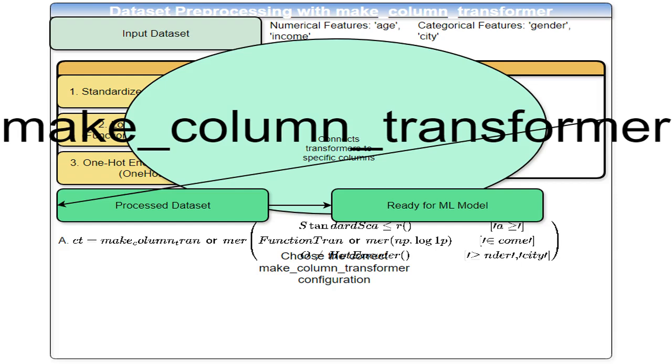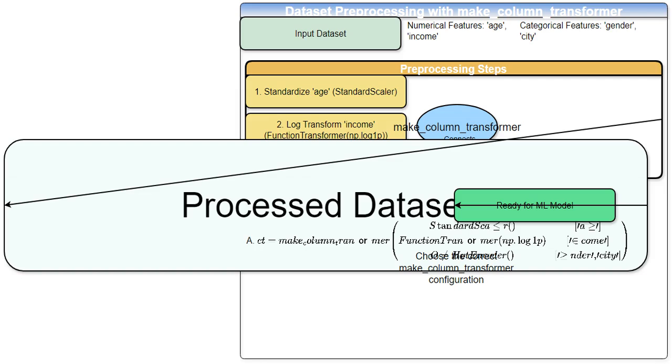This is a super useful scikit-learn function. It lets me apply different transformations to different columns of my dataset simultaneously. That's precisely what it does. Using this, I can link specific transformation methods, like standardization or one-hot encoding, to particular columns in my dataset.